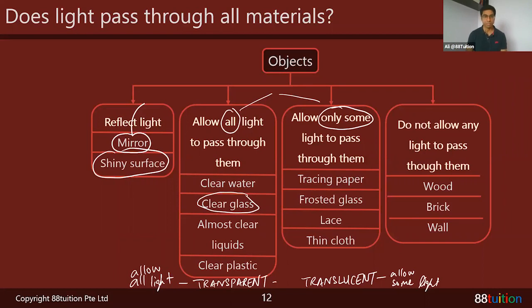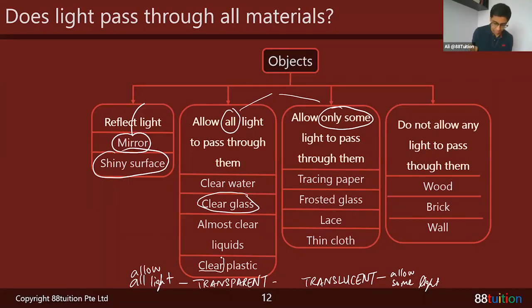What about water? Is it transparent? Can you see through? You can see nearly all light pass through water, but not orange juice. Okay, so clear water is transparent, almost clear liquids, clear plastic, yes, plastic sheet. Again, going back to the materials of plastic, some materials are transparent, some materials are translucent.